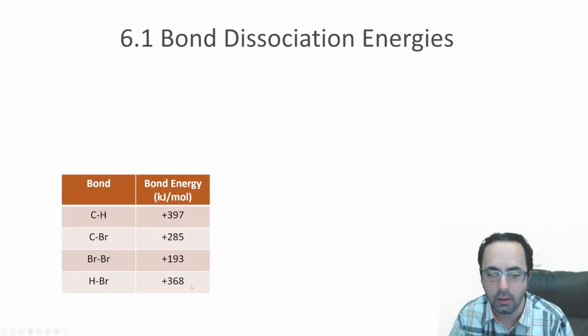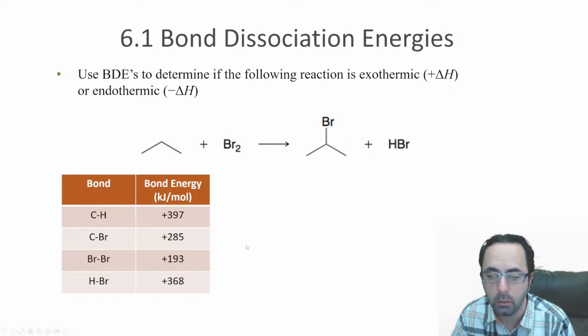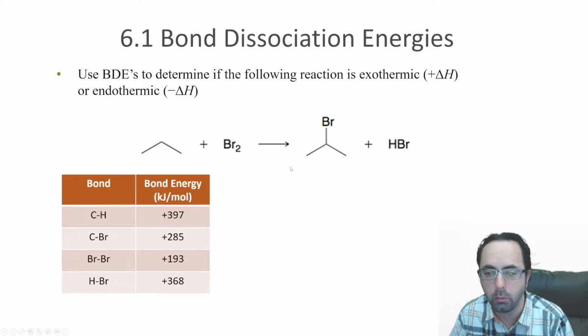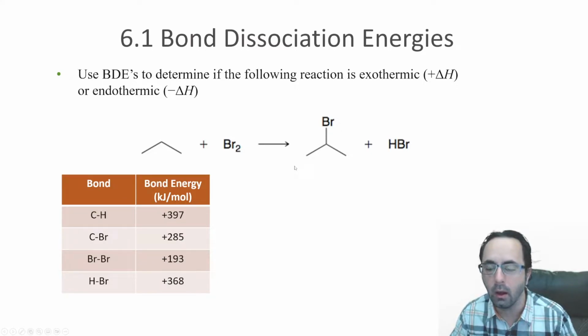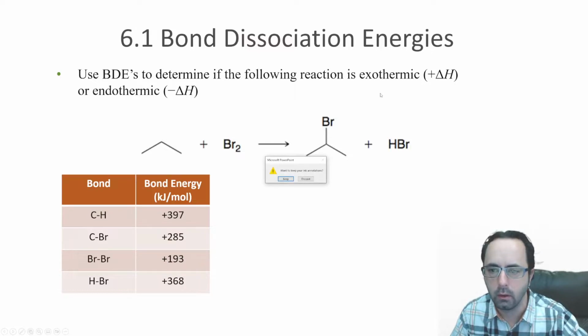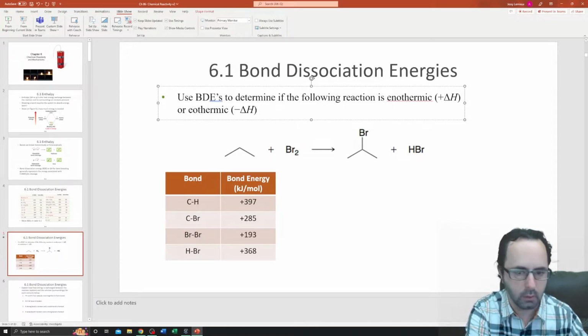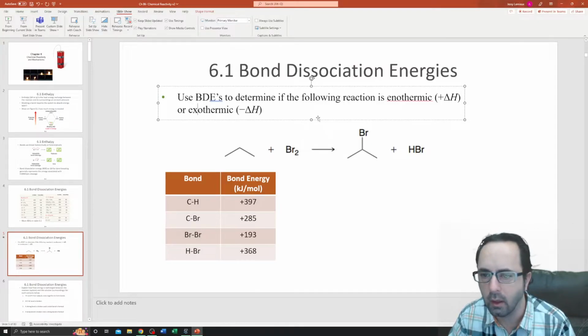And so here we have a list of a few bond dissociation energies, and the question says, use bond dissociation energies to determine if the following reaction is exothermic or endothermic. And so here we have a reaction, and in order to figure this out, we have to figure out which bonds are broken. Those are going to be endothermic. You're going to have to, whoops, sorry, these words are backwards here. Endo, exo. Sorry about that. Endo.